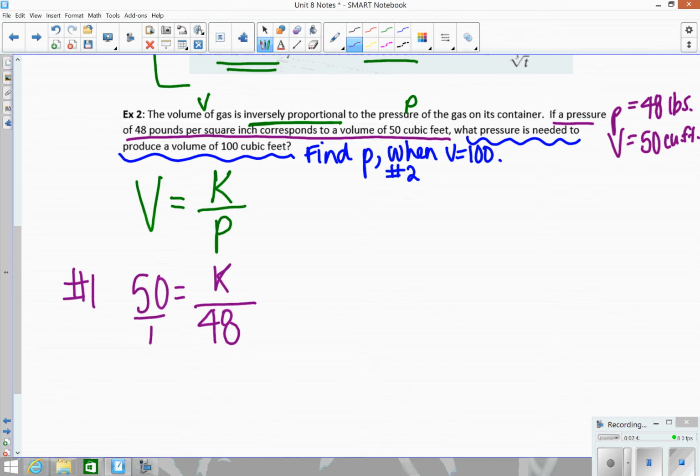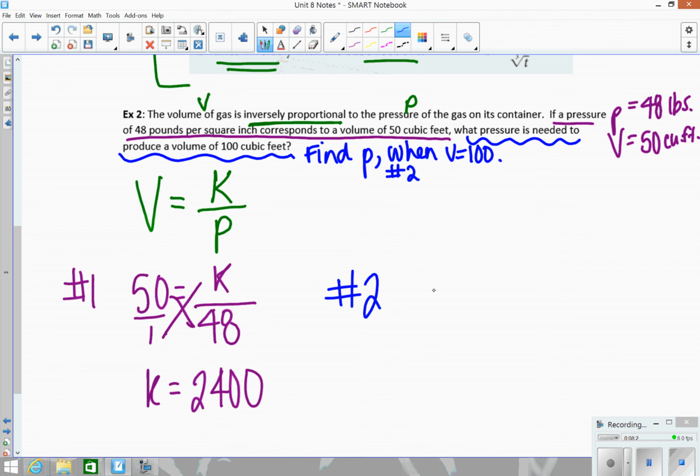In order to solve for K, this is where the rational equations come into play. That's how it ties into this unit, solving a rational equation. So I put 50 over 1 and cross multiply, which is the easiest way to go about it. Remember, you could multiply both sides by the common denominator of 48. When I do this, I get 1 times K, which is K. 50 times 48 gives me 2,400. So K is 2,400.